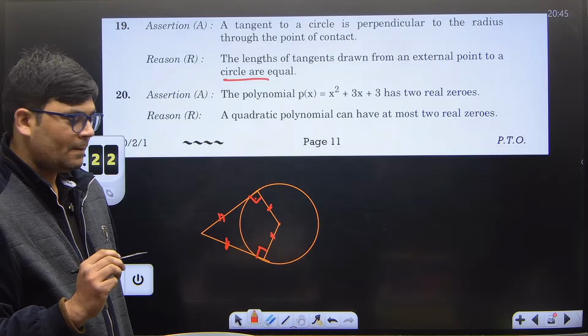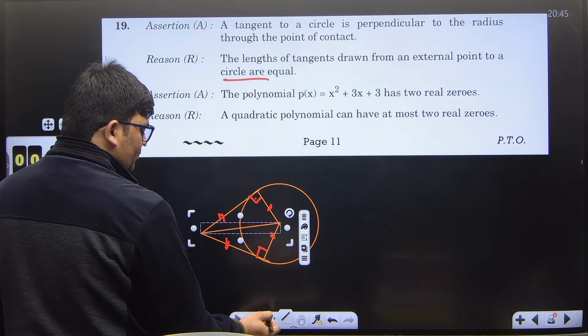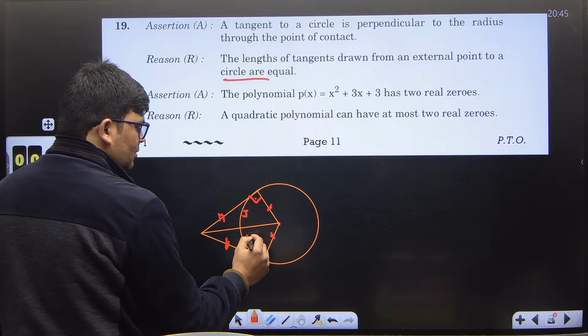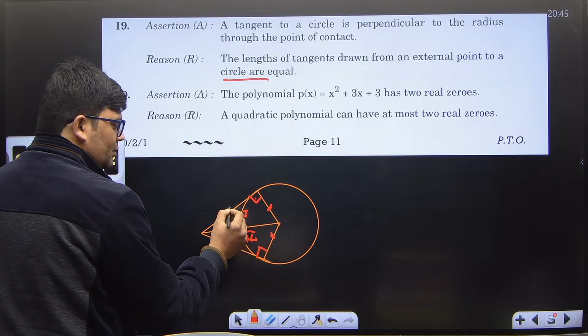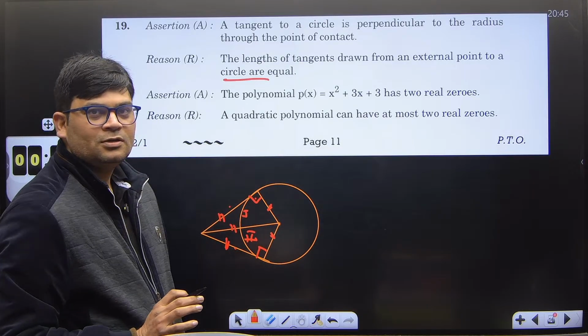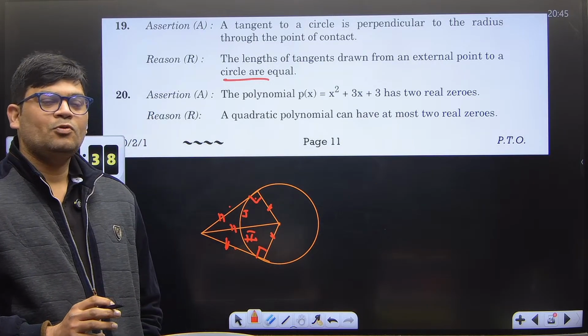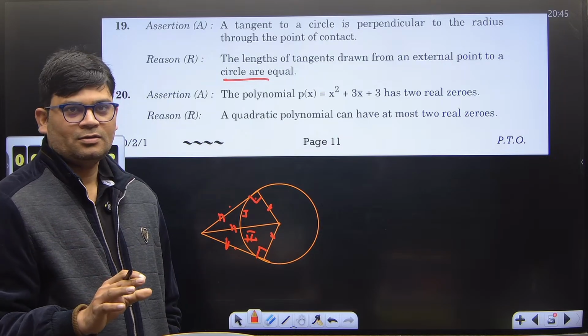If you draw a line through the middle, then you can prove that by making two right triangles. In that case, you will have this common, these are equal and this is equal. So using the SSS theorem, you can prove this. So the answer is both A and R are true and R is the correct explanation of A.